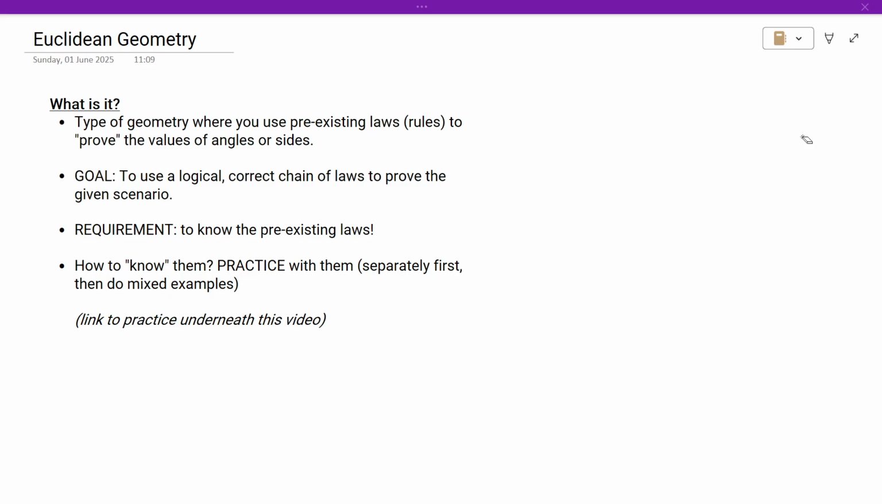But of course, we aren't all born knowing everything. So how do we actually get to know the laws? Through practice, practice, and practice. You want to first practice the laws separately to get enough reps in to really practice that. And then you can do mixed examples where there are multiple laws in the same question. Now, there will be a link in the description of this video to more practice. So please, if you are not sure of your laws, you need to know those first before we can continue.